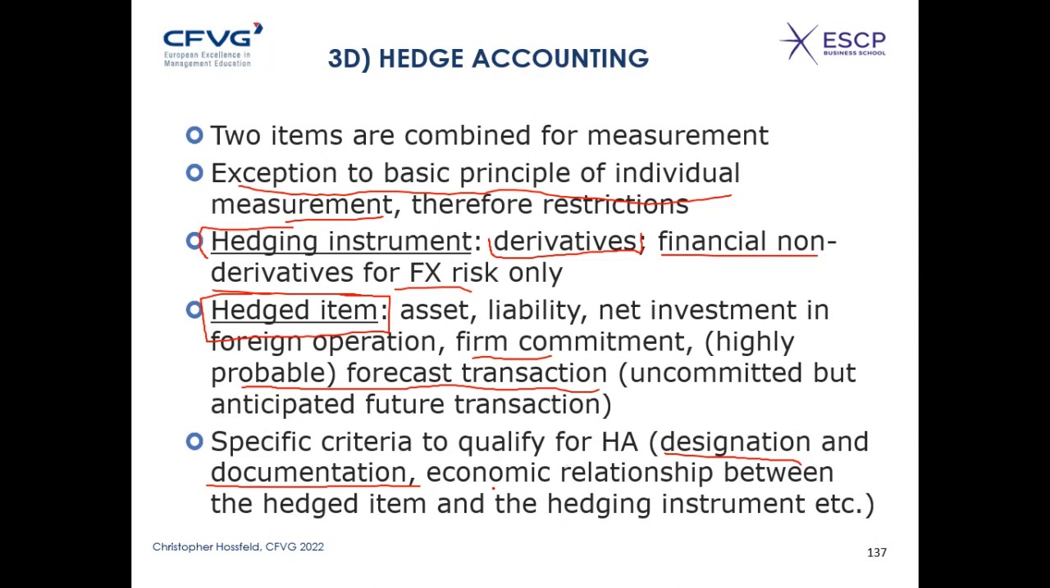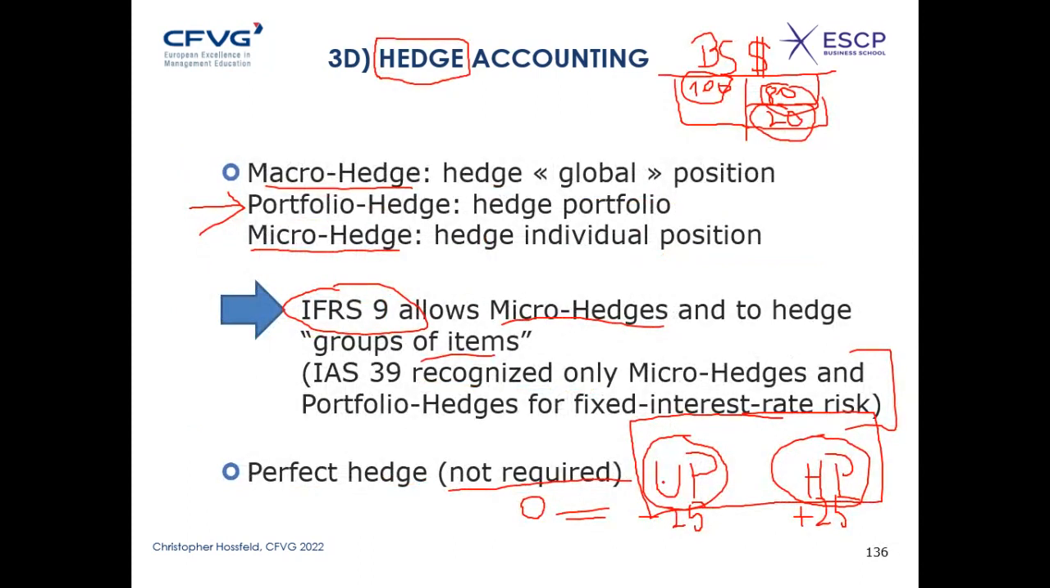Another condition is I need to prove ex ante the economic relationship between the hedged item and the hedging instrument. Well, here we're talking about the hedge effectiveness. How effective is my hedge? So if I have a perfect hedge, the hedge effectiveness is 100%. Okay, because gains and losses of both items perfectly compensate. That would be 100% hedge effectiveness.